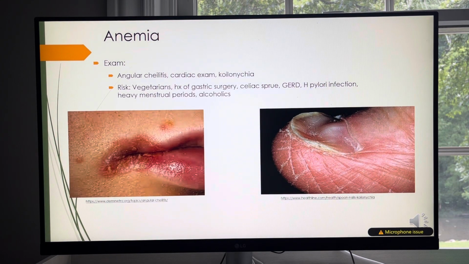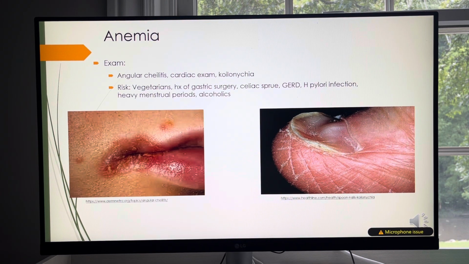So on the exam, you'll want to look for angular cheilitis. Angular cheilitis is that first picture on the left, the cracks beside the mouth. Now there can be a plethora of causes. One of those causes can be low B12, but it can also be a bacterial infection, like this guy in the picture. It looks like he has impetigo. It can be a fungal infection. There's a slew of causes, but one of which is low B12.